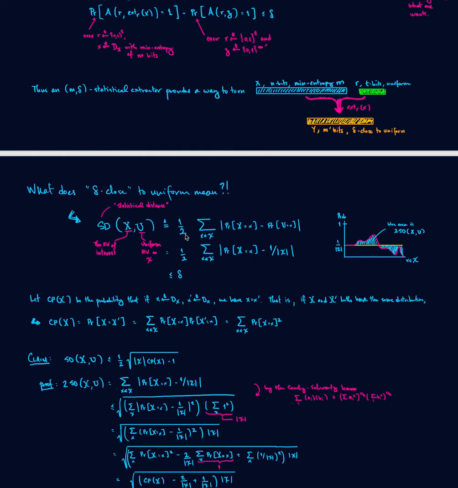If we say something is delta close to uniform, well, of course we know the uniform distribution takes on every value with probability 1 over the size of the set, so we just replace that here. To say that x, the random variable, is delta close to uniform is to say that this summation here, when scaled by 2, is at most delta. In other words, the shaded area here is at most delta divided by 2. All right, that's what it means to be delta close to uniform.